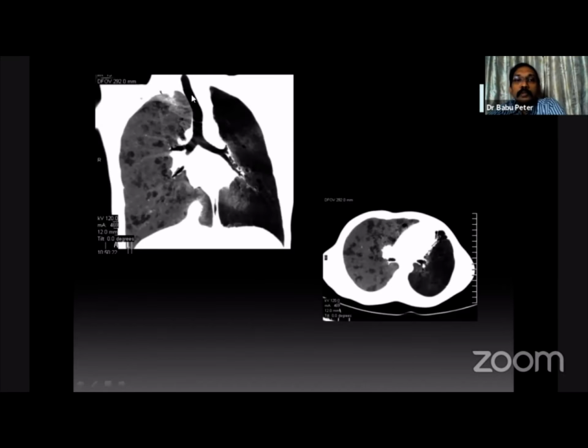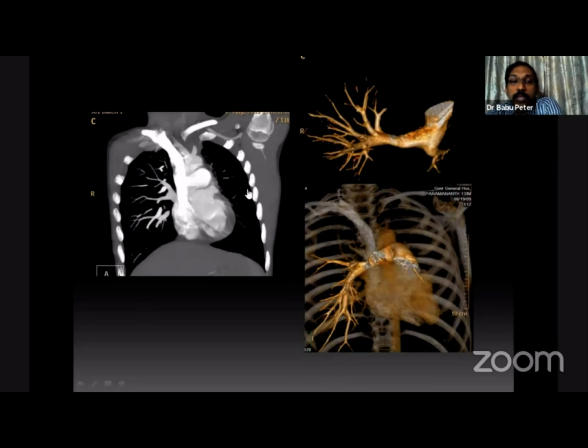And this is an example of a minimum intensity projection. And you can see the multifocal areas of low attenuation in the right lung. The left lung, on the other hand, shows diffuse low attenuation. So the various causes are there for the diffuse low attenuation. In the chest X-ray, this will be seen as a hyperlucent left hemithorax, and so many causes are there for the hyperlucent left hemithorax. And this patient was evaluated, had an expiratory air trapping, and CT pulmonary angiogram was done.